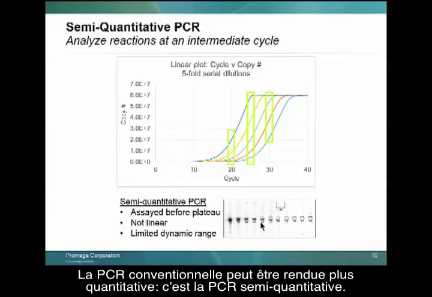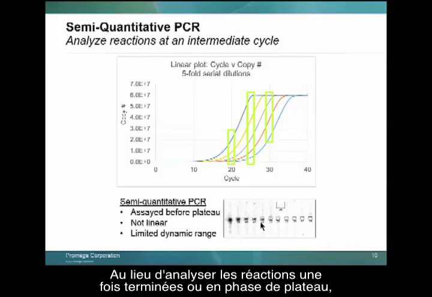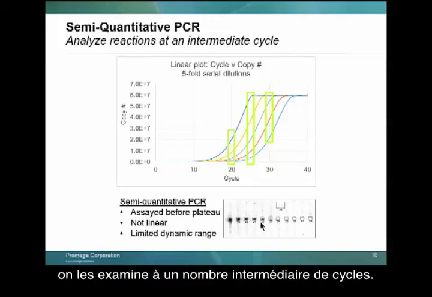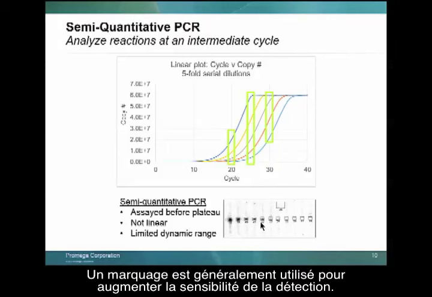There is a way to make traditional PCR somewhat quantitative, and we call this a semi-quantitative PCR. And instead of analyzing your reactants at completion or at plateau, now we're analyzing them at some intermediate cycle number. And you'll usually use a radio label also to increase sensitivity of detection.